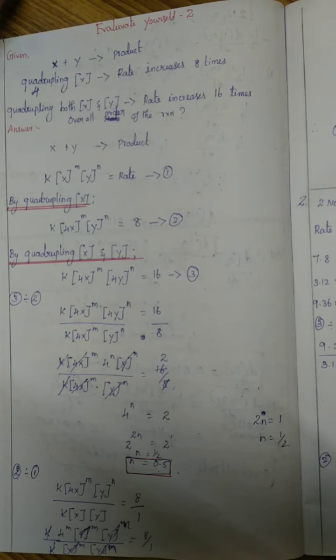To find the order of reaction, we have to write the rate law for the given equation. With the use of the rate law, we have to find the value of m and n. And finally, if we add the m and n values, we will get the overall order of the reaction. Let us see the first sum.